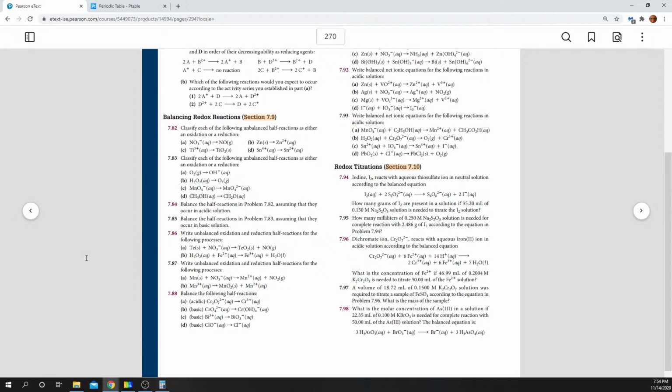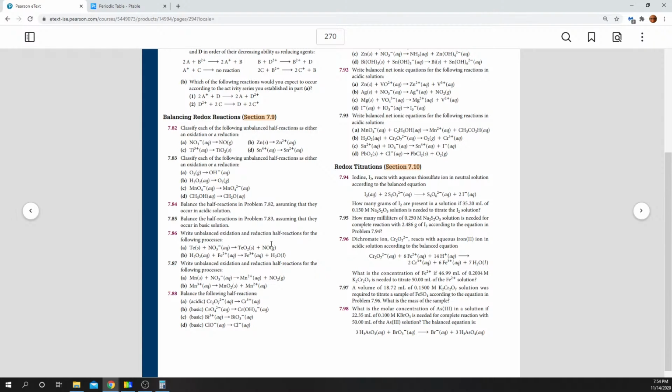Right, unbalanced oxidation reduction half reactions for the following. Okay, so we're just breaking these. Come on, that is the easiest thing in the world. I mean, identifying them as oxidation or reduction is slightly harder, but the tellurium is going from 0 to 4 plus. That's your oxidation half reaction.